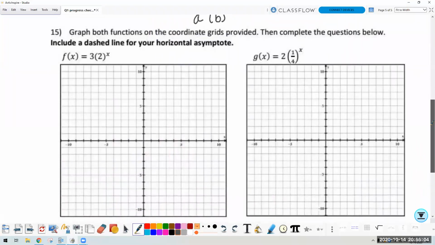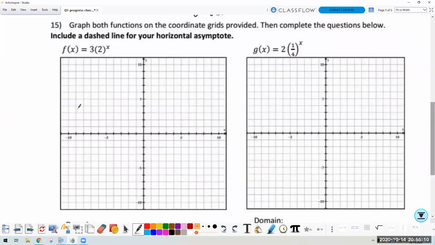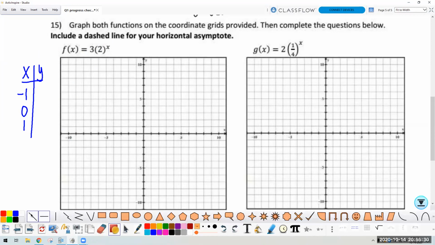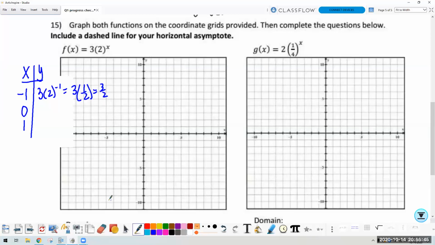All right, graph both functions, then complete the questions below. Okay. Got this exponential. I'm going to use -1, 0, and 1. I know this is a growth since the base is more than 1 and my exponent is positive. So when I substitute in -1, that's going to be 3 times 2 to the -1, which is 3 times 1/2. So that's 3/2.